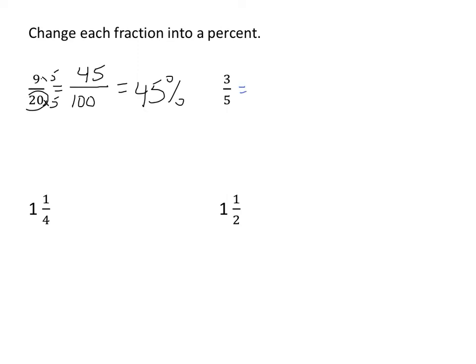So once again, I'm going to set my proportion over 100. 5 times 20 equals 100. 3 times 20 is 60, so this would be 60%.